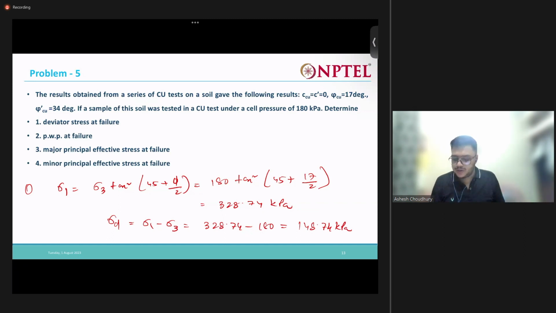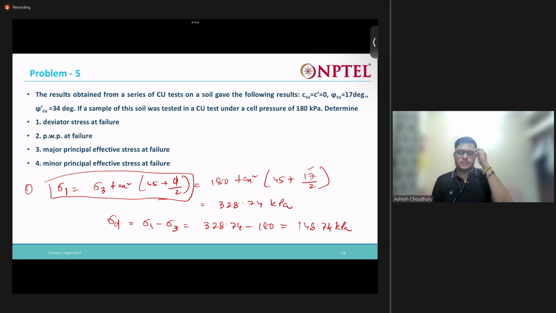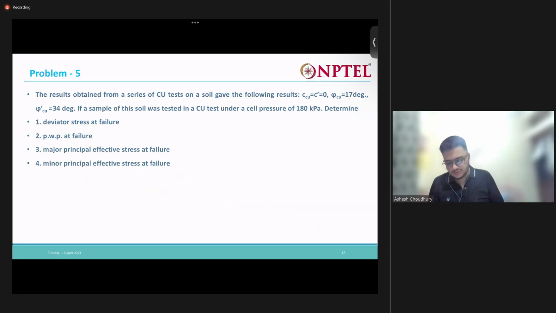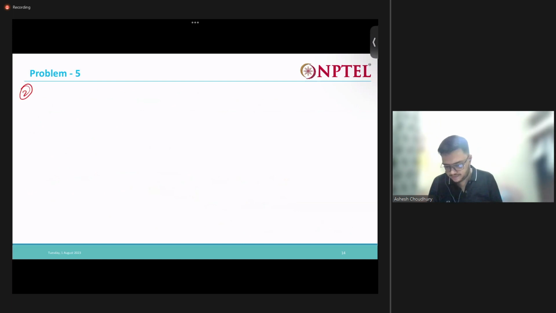Now the next part is we need to determine the pore water pressure at failure. This equation that we wrote was in terms of the total stress parameters. That's why we use the 17 degrees. This is the total, not the effective angle of internal friction, right? Now to determine the pore water pressure at failure, we'll be writing it in effective terms.